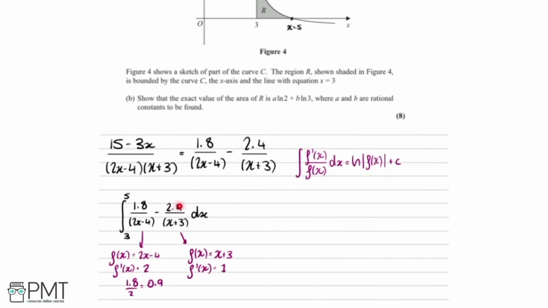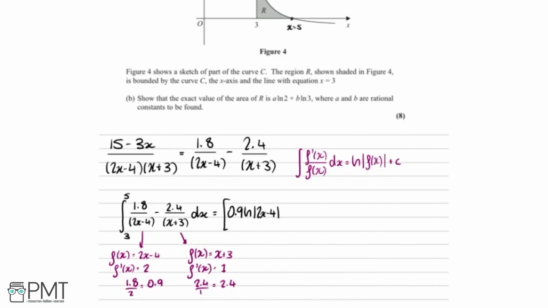But on the top, we've got 2.4. So what I'm going to do is, again, 2.4 divided by 1. Well, that just equals 2.4. So we're going to use that as a multiplier. So when we integrate it, this term is going to become, we're going to need to use our multiplier first. So 0.9 multiplied by natural log of 2x minus 4.